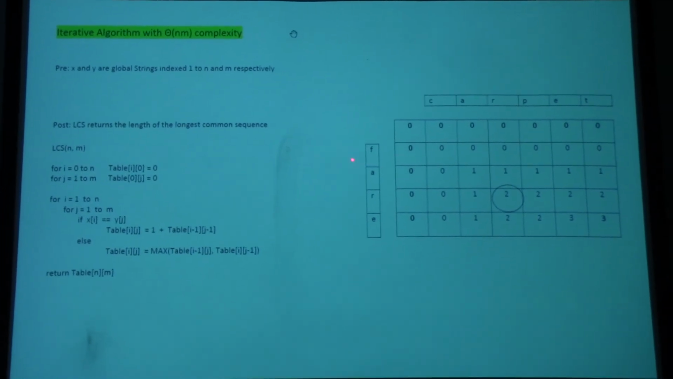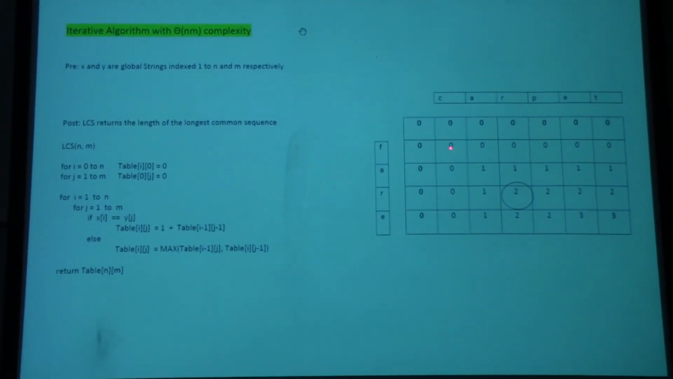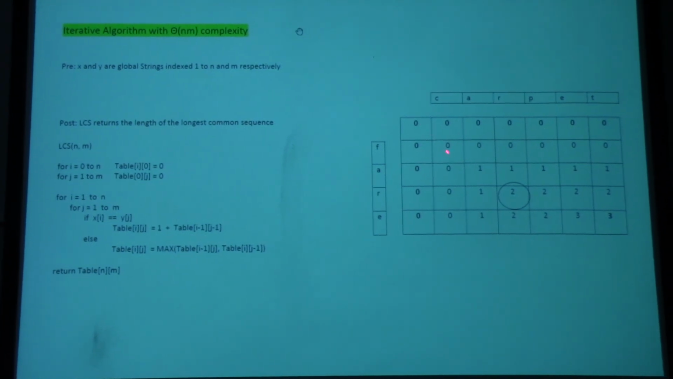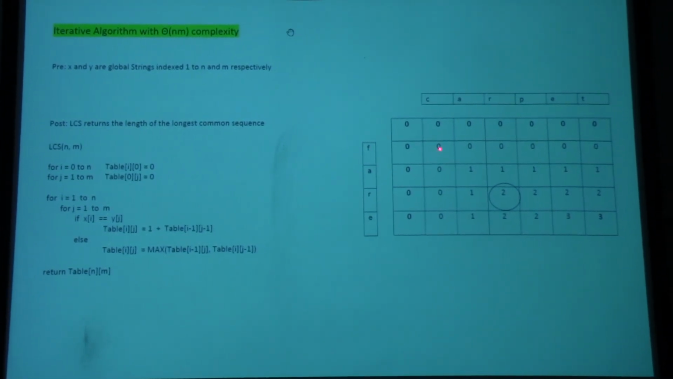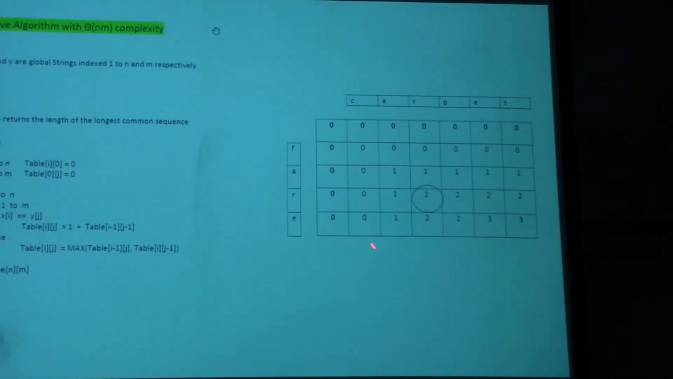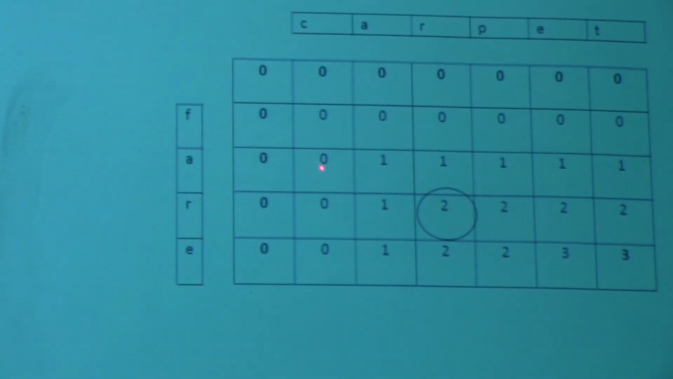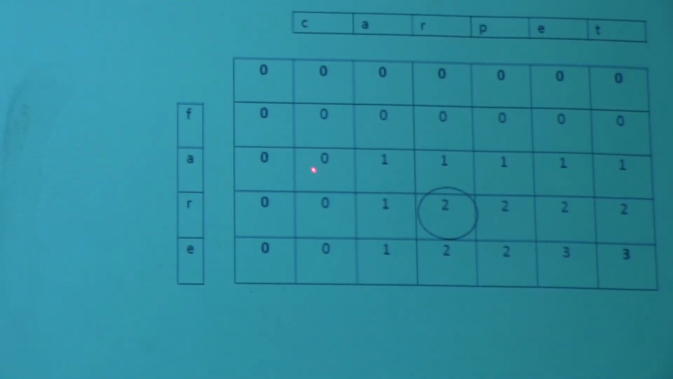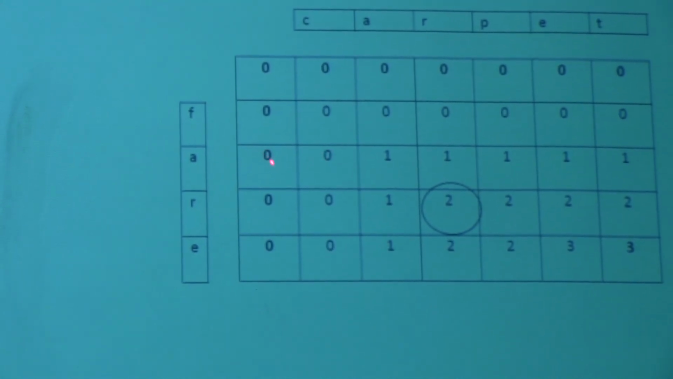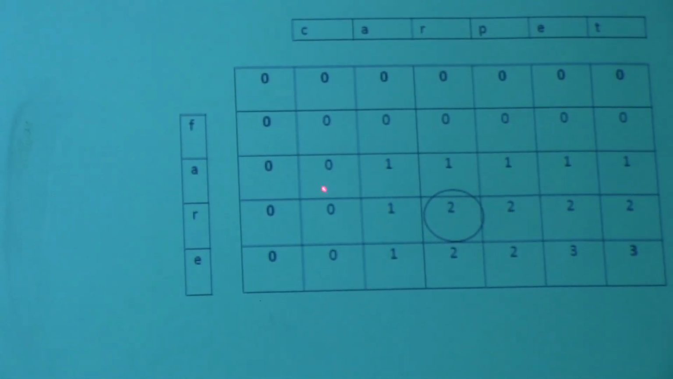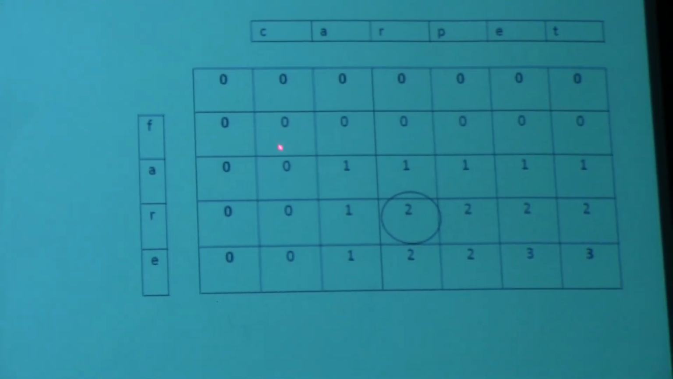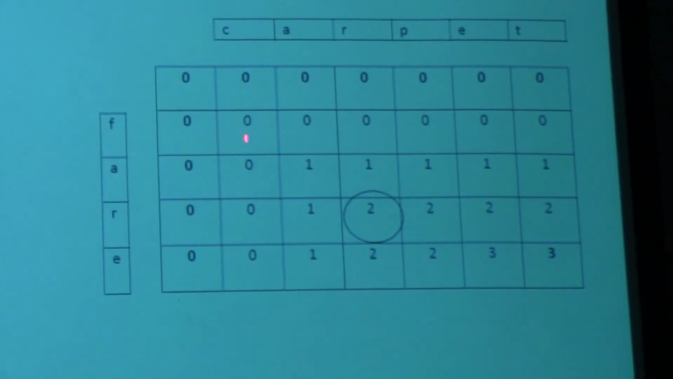Then this is a comparison of F against C. It's a 0. Therefore, it's going to be 0 plus whatever was at 1 against 1. It's 0 plus 0 against 0. Now this is A against C, so it's going to be 0 plus max of this and this. When we go this way, that means 1 shorter on the second string, the same length on the first string. When we go up, that means 1 shorter on the first string, the same length on the second string. So that's 0. That's R against C, 0 plus max of this, 0. E against C, 0 plus max against 0.